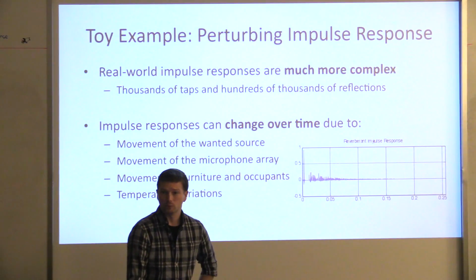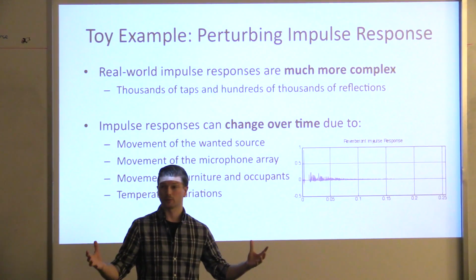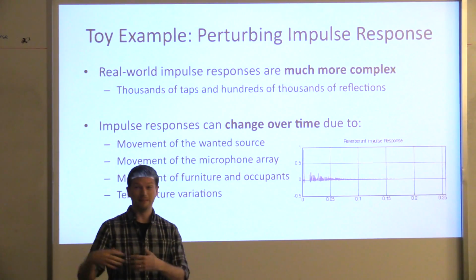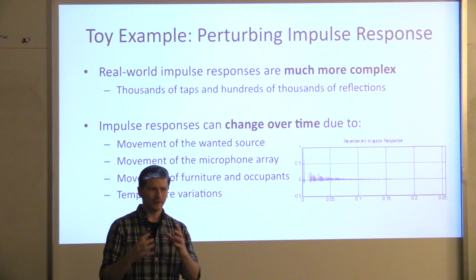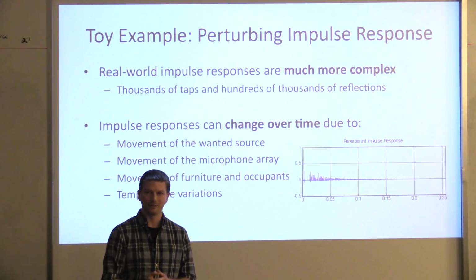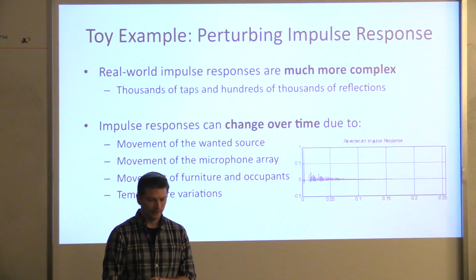So those were toy examples where we've only got a handful of non-zero taps. What if we've got something like a room impulse response, which could potentially have thousands of taps, and we could have potentially millions of reflections in there? We've got a very, very complicated system, and trying to invert it in this way and making the assumption that it's not going to change, that's not really very feasible.